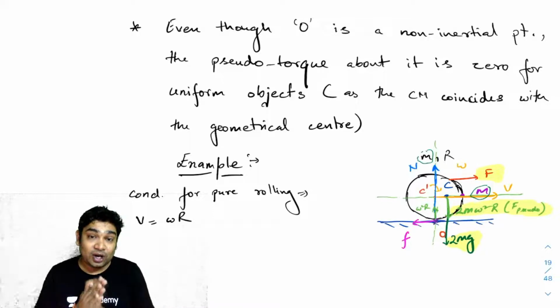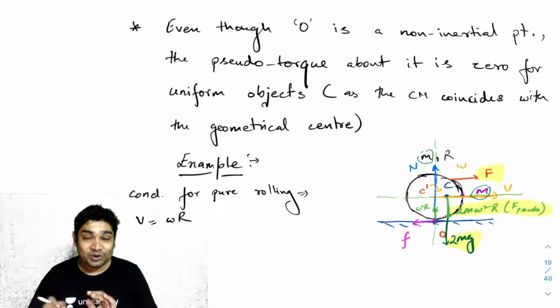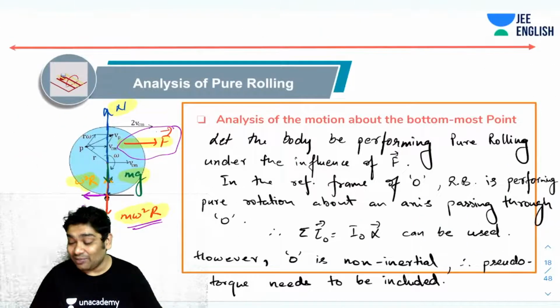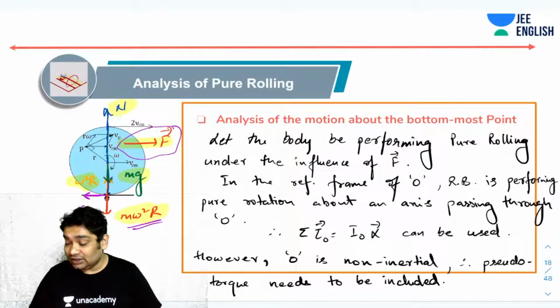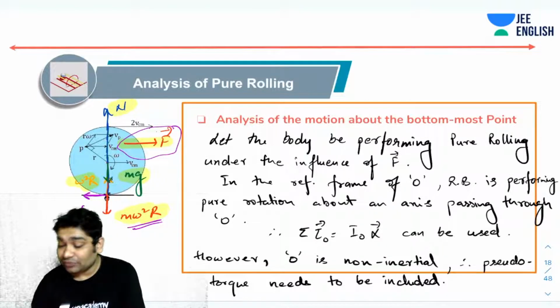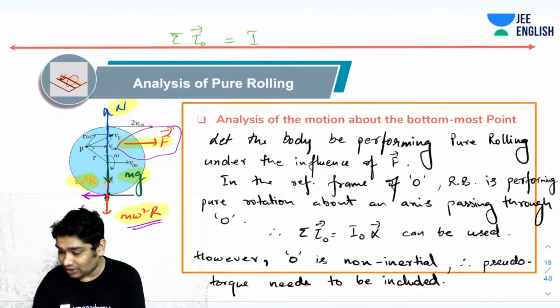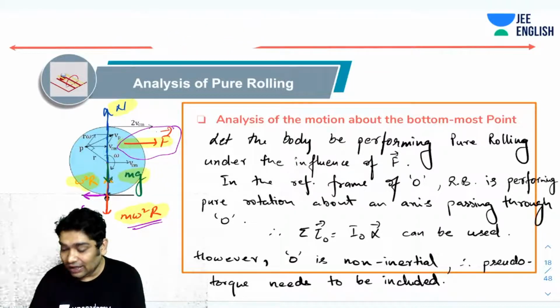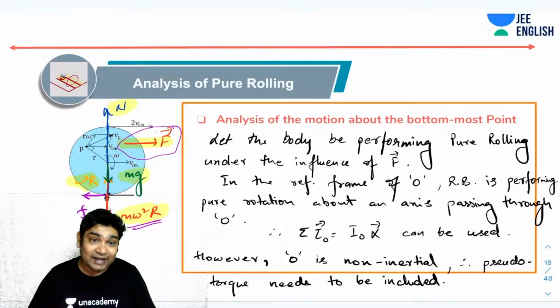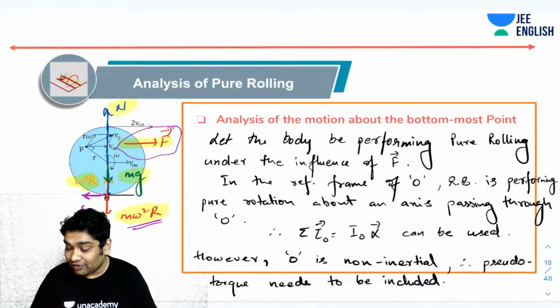Keep this in mind. If your CM is off centered, and you're taking torques about O, do remember to keep into account the pseudo torque. Very, very important. So I could have also written the summation of all torques about O would be equal to tau about, okay, so I've already written that. And I would have gotten away even without writing the pseudo torque, right? Even if I did not include it, the torque of this is zero.